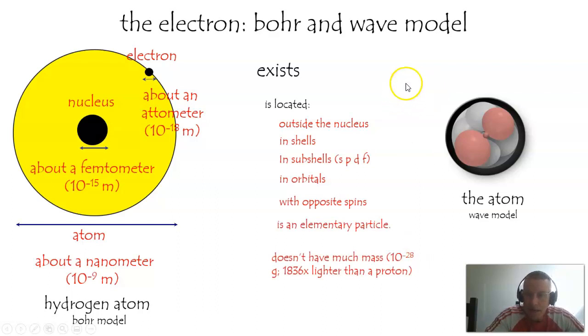We also know that the electron is believed to be an elementary particle, meaning you cannot cut it in half or get any smaller. There's no gluons in it, no nothing. It's just an electron. And we should mention the mass of it, even though the mass of something that isn't quite a thing must be a kind of gray area. But it doesn't have much mass. It's estimated at 10 to the minus 28 grams, which is about 2,000 times lighter than a proton.